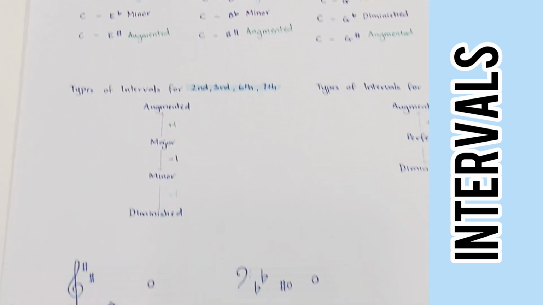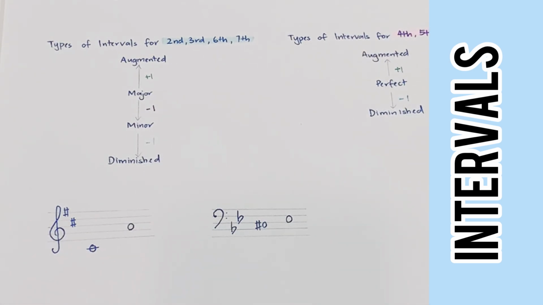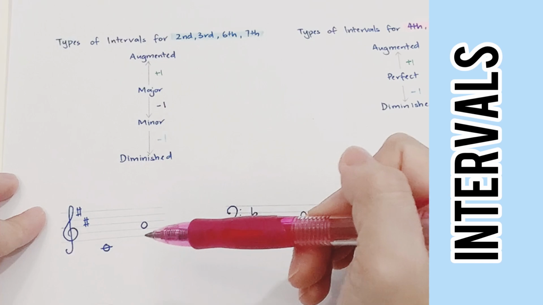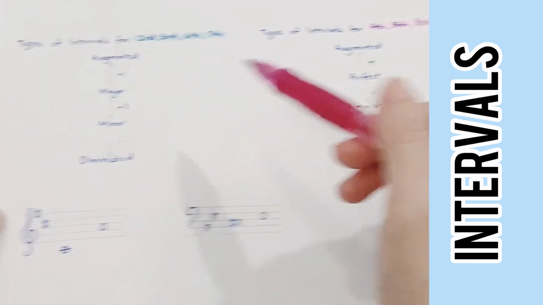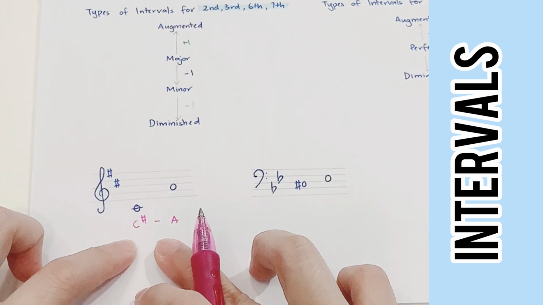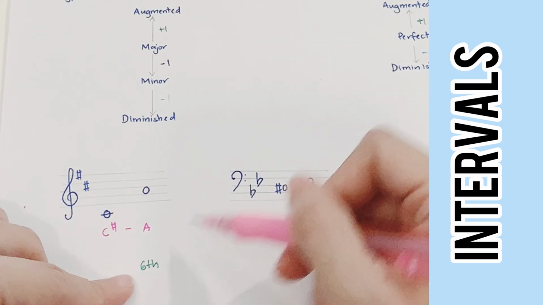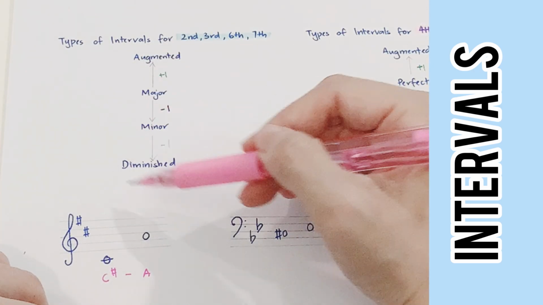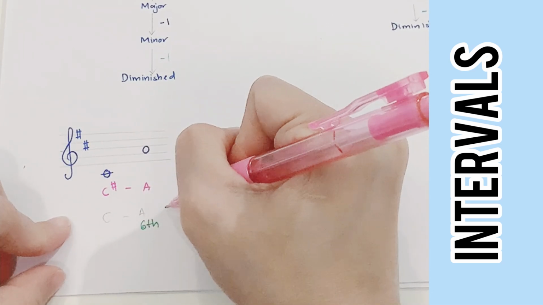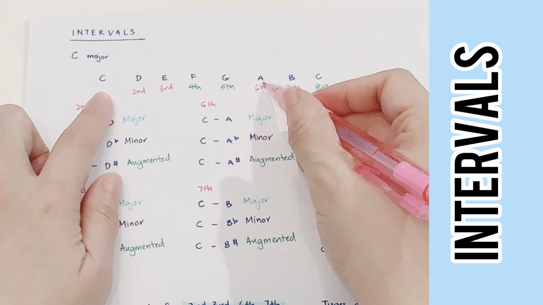Why don't we try some questions just to find out how much you have understood from the examples above. First of all, I would look at the number to determine which category of intervals that I should apply to. C sharp to A. So I will try to figure out the number first. Now that we know it's a 6, then we know that this is the category of intervals that we should apply it to. C to A is a major 6.